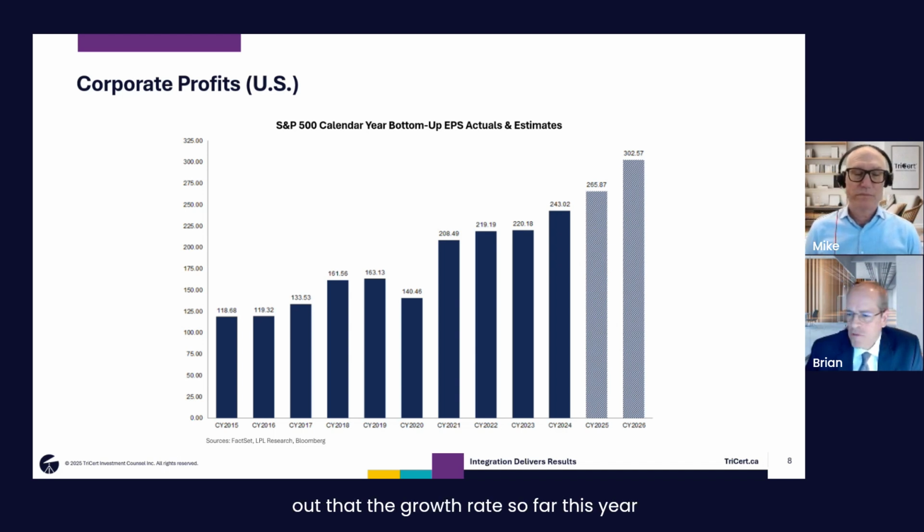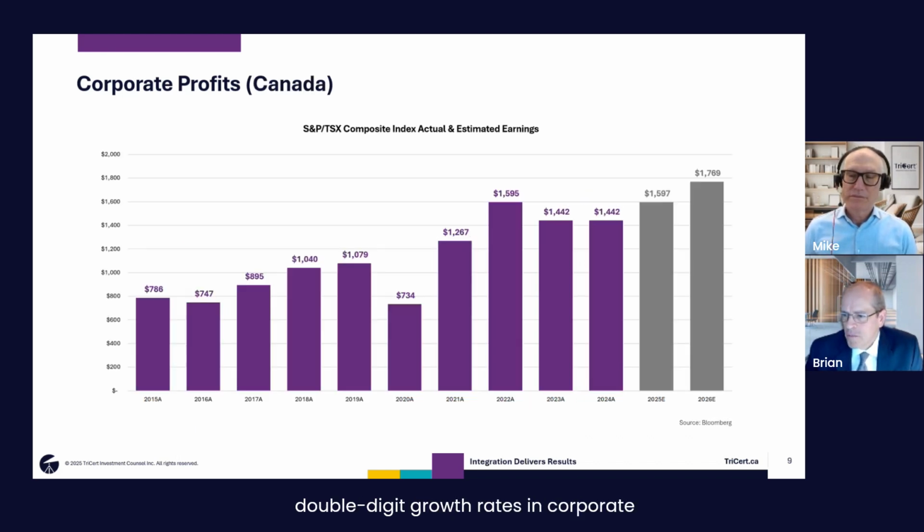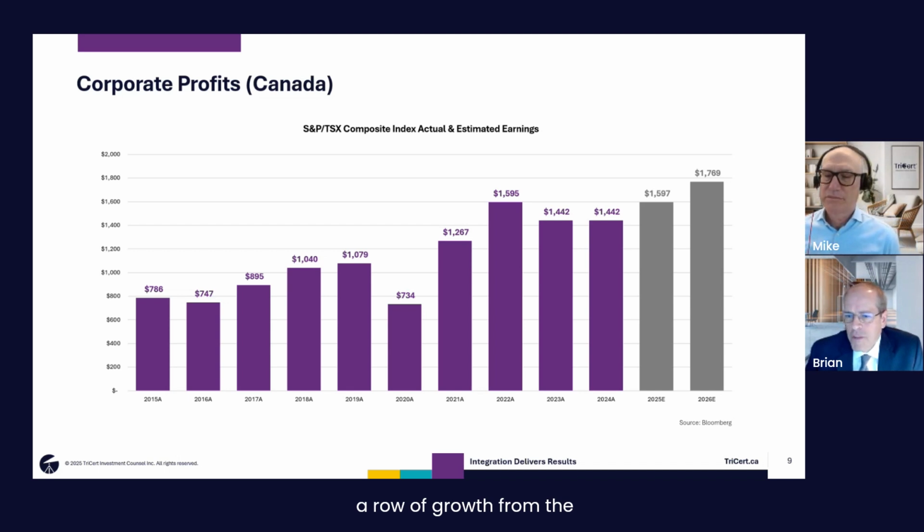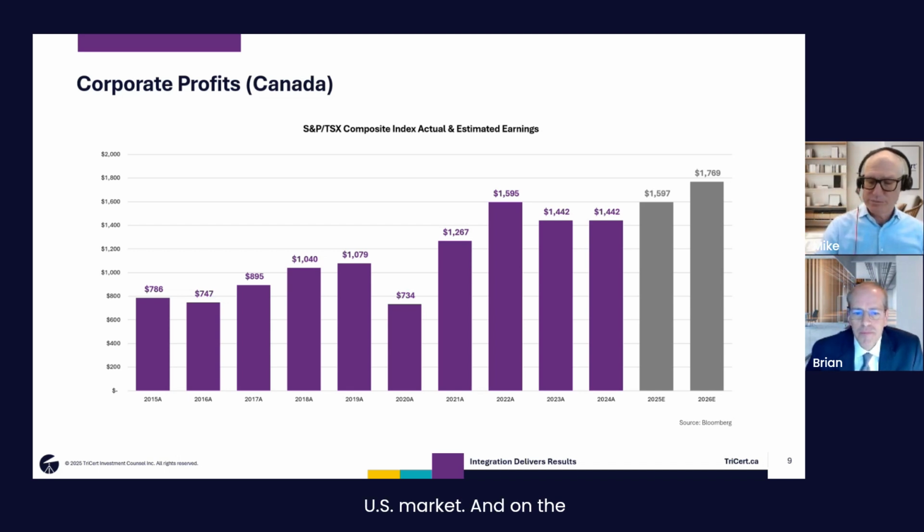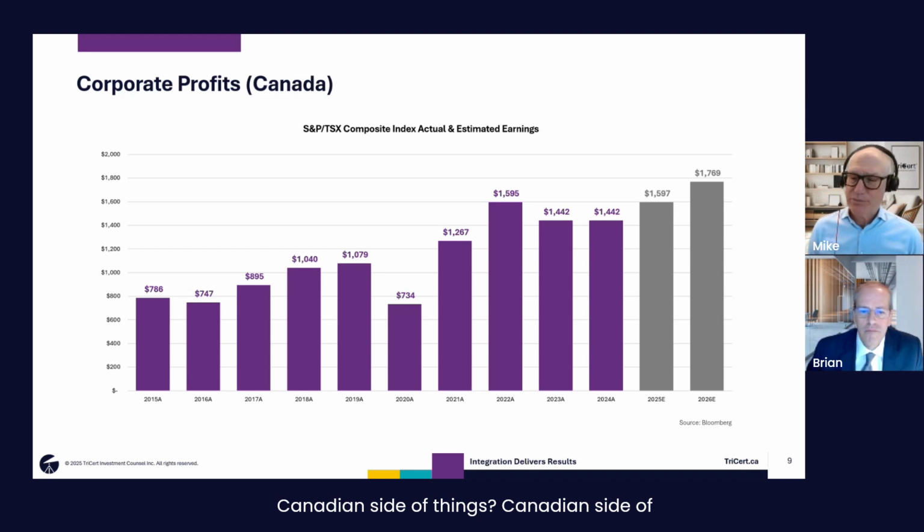And I might point out that the growth rate so far this year is double digits, 11, 12, 12.5%, depending on the data you're using. But double-digit growth rates in corporate profits is one of the things that underpins the valuation support, which is strong fundamental performance. I think this would actually be the 7th quarter in a row of growth from the U.S. market. Okay. And on the Canadian side of things?